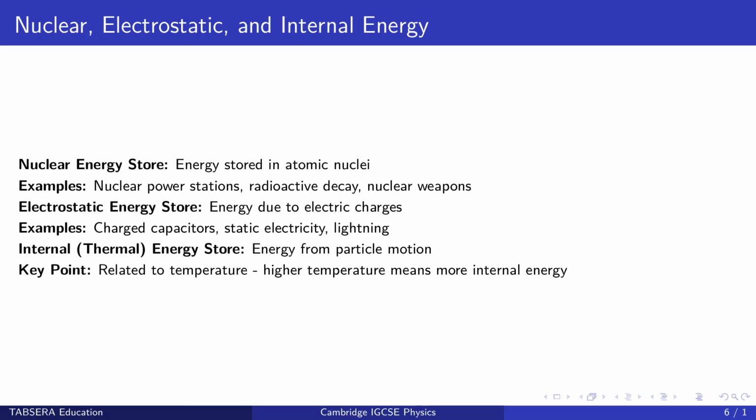Nuclear energy store means energy stored in atomic nuclei, the central core of atoms. Examples include nuclear power stations, which generate electricity, radioactive decay, which releases energy naturally, and nuclear weapons, which release enormous amounts of energy rapidly. Electrostatic energy store refers to energy due to electric charges being separated or accumulated. Examples include charged capacitors in electronic circuits, static electricity you feel when touching metal after walking on carpet, and lightning, which releases massive electrostatic energy.